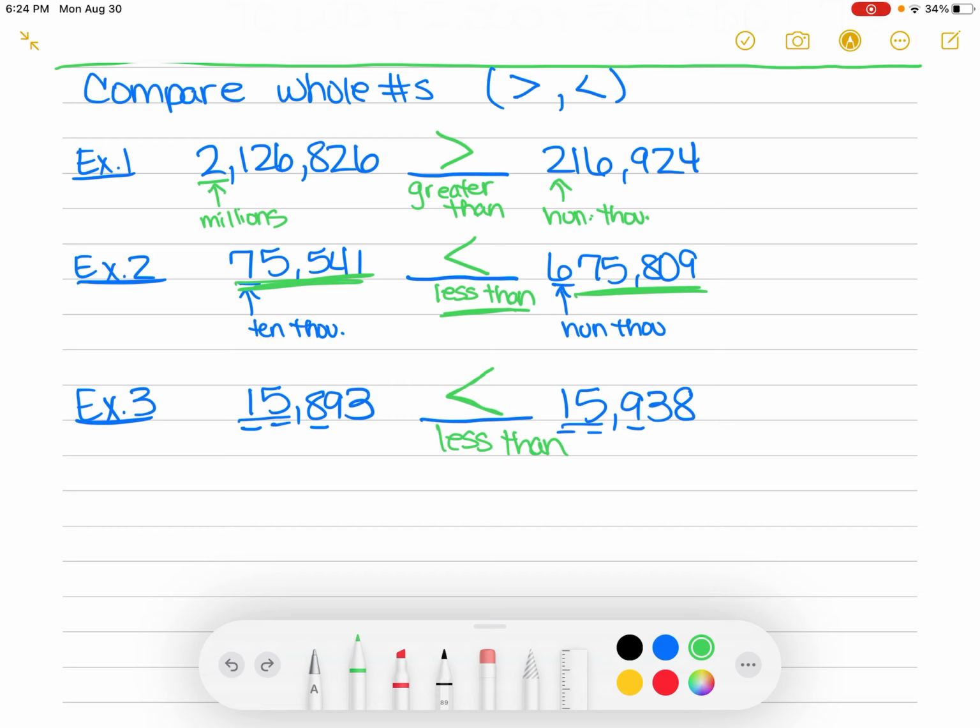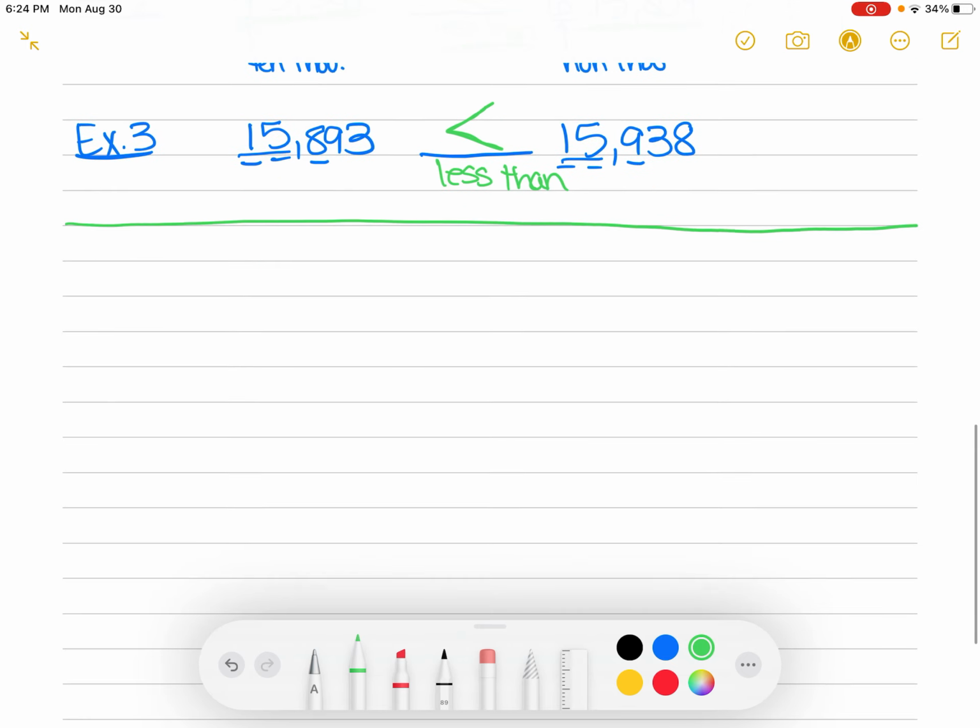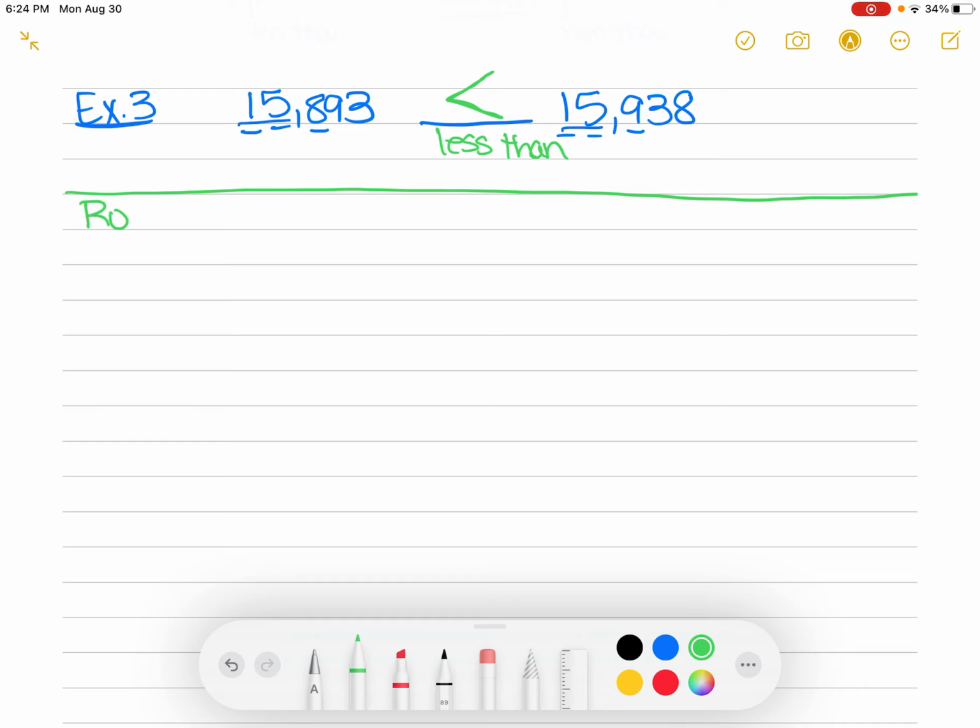Okay, so that's the first part of this section, and you're going to be comparing whole numbers in your handbook. Now we're going to move on to the third section. The third section is rounding. In rounding, it's pretty easy, but there are two ways they're going to ask you to do it. They're going to ask you to round to the greatest value, and then they're going to ask you to round to a specific place value.